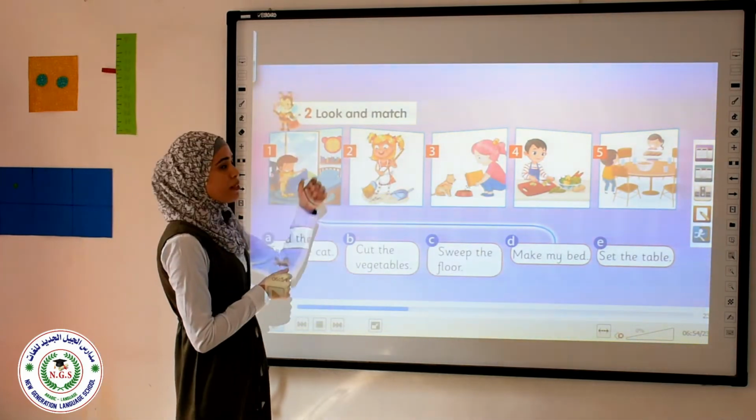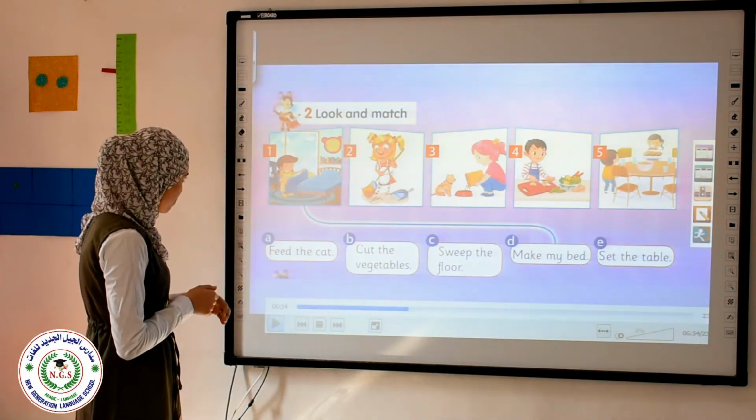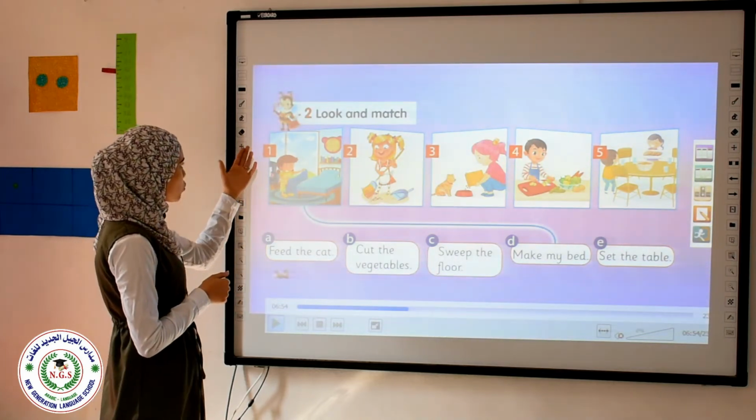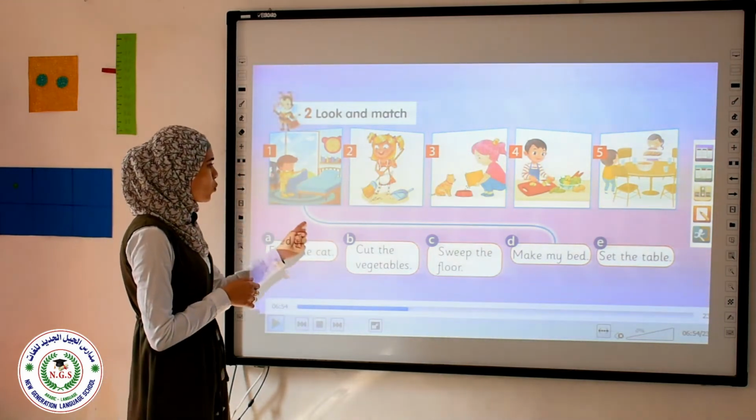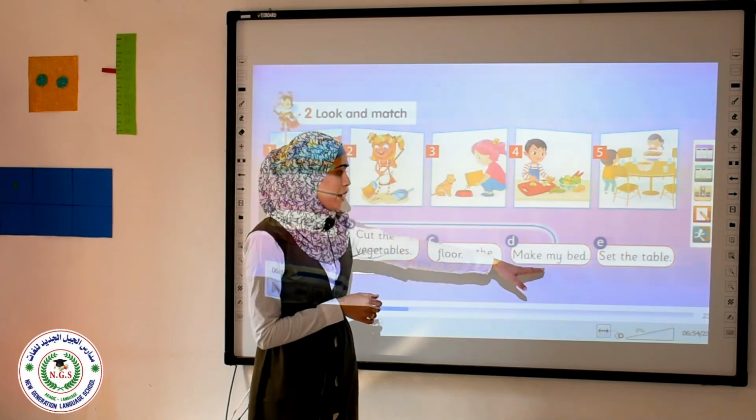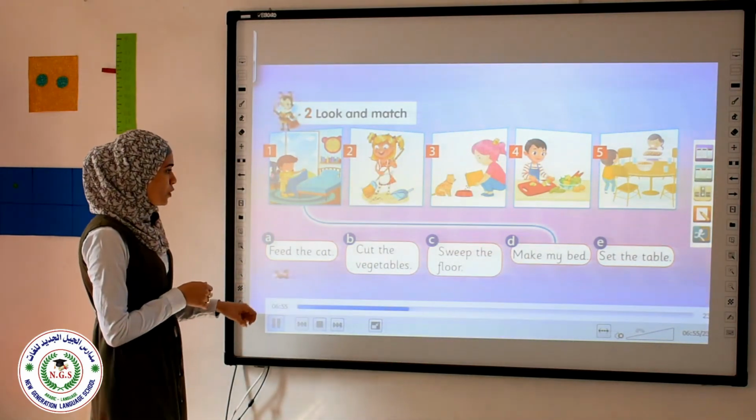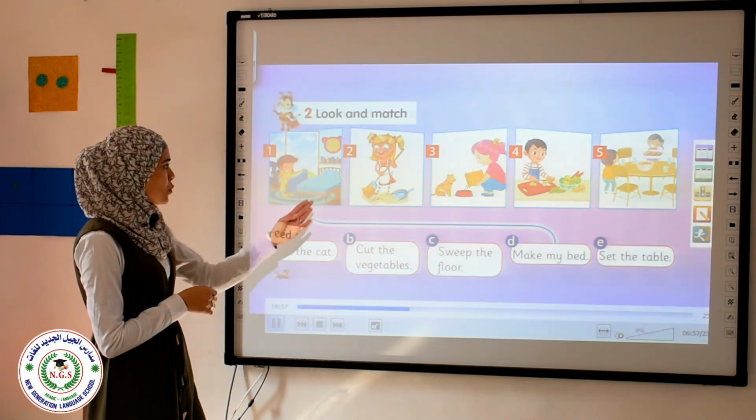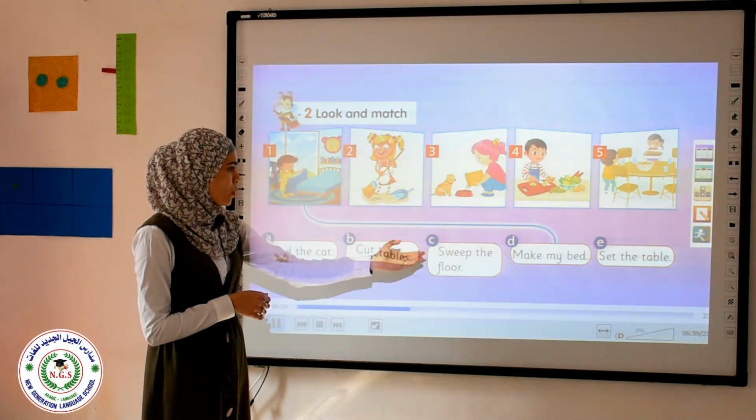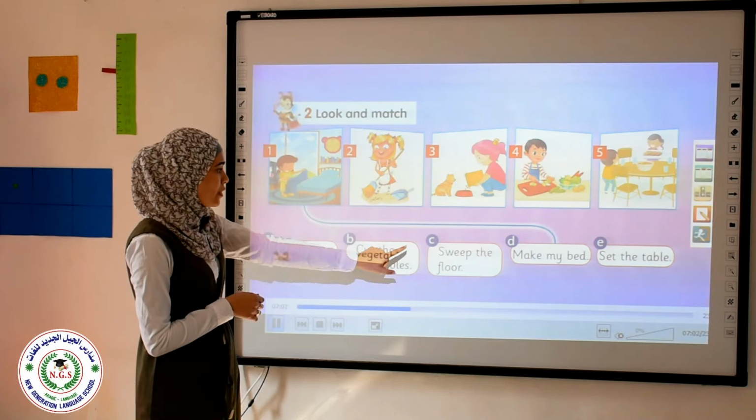Number two, look and match. We have number one, he does it. Number one, take what letter? They make my bed. Number two, sweep the floor. Where is sweep the floor? Of course, letter C.